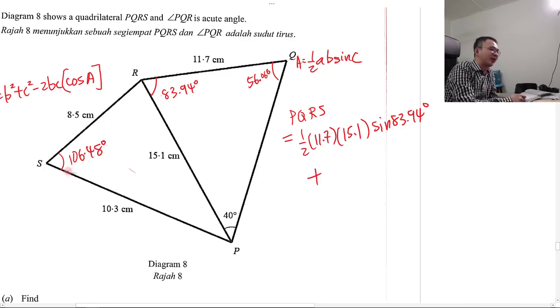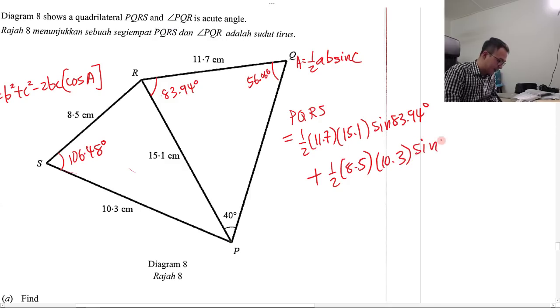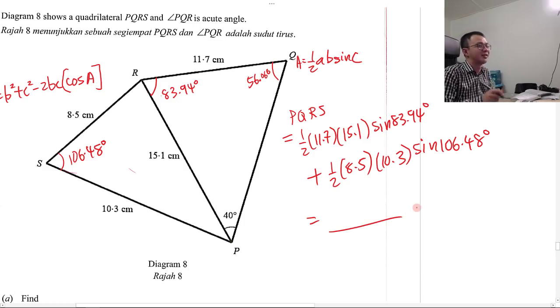2 sides and 1 angle in between: 1 over 2, 8.5, 10.3, and sine 106.48. Then type in the calculator. You should get the correct answer. I'm not going to type for you. This one is just very easy.